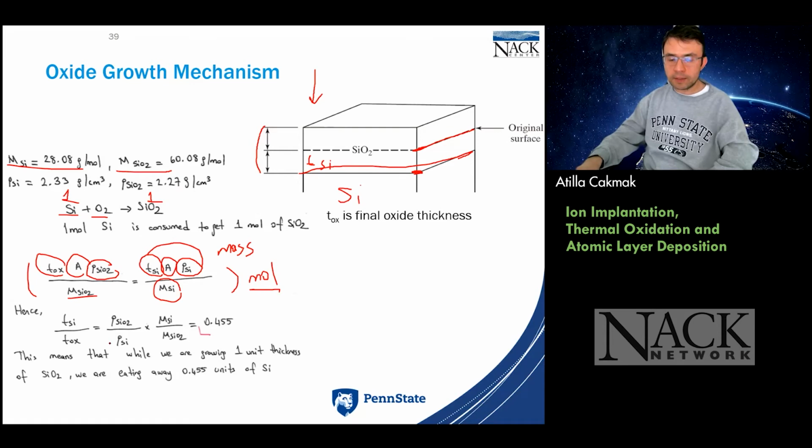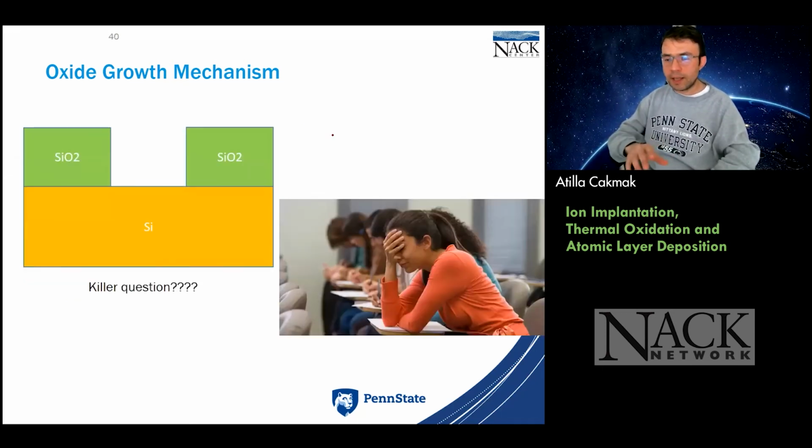Then if we do the math and get rid of the A's and divide the things, we will see that it's something like that. If you grow 1 unit length of silicon dioxide, so if this is 1 unit, you consume about 0.45, or 45%, of it in silicon. So your actual thickness above is only about 0.55. We've just grown 0.55 units.